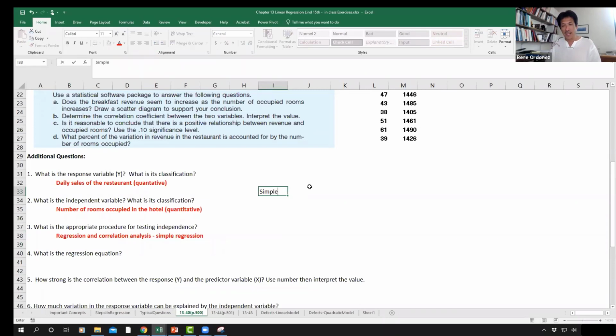Simple regression is used when Y is quantitative and we're only using one predictor variable, X, and X is also quantitative.